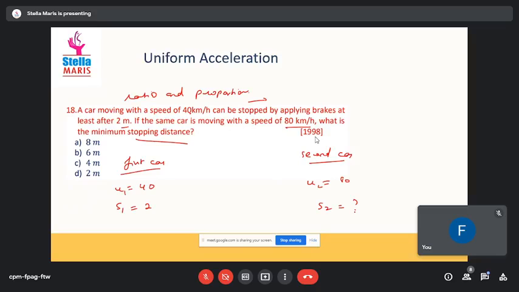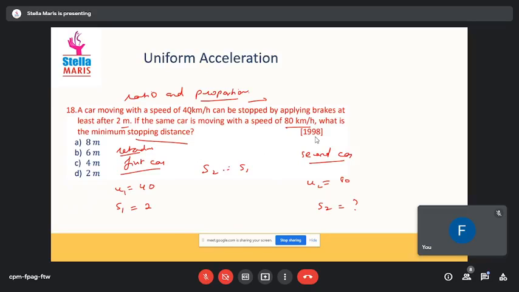As you know, the acceleration is the same for both situations. For both the cars, the acceleration, that is the retardation, is the same. So what you can do is solve this through proportions. That is, S2 to the ratio of S1. S2 is proportional to S1, or we can say S1 is proportional to S2. So we can equate this like this.